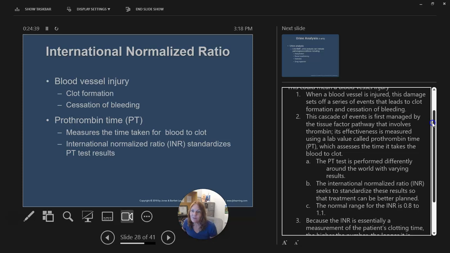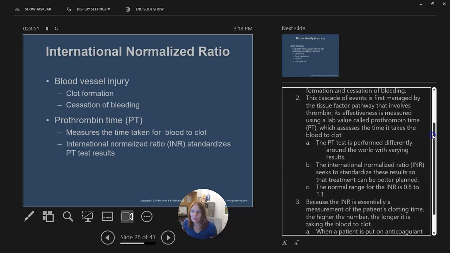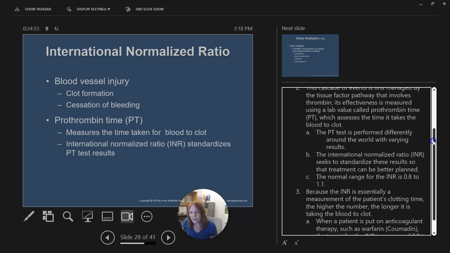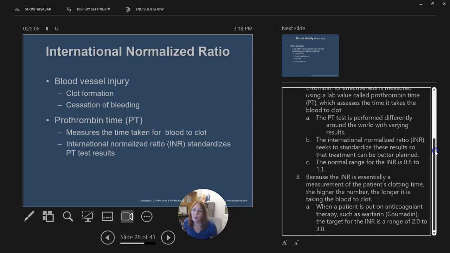Its effectiveness is measured using a lab value called prothrombin time, or PT, which assesses the time it takes the blood clot to actually form. The PT test is performed differently around the world with varying results. The International Normalized Ratio, or INR, seeks to standardize these results so that way treatment can be better planned. The normal range for the INR is 0.8 to 1.1.